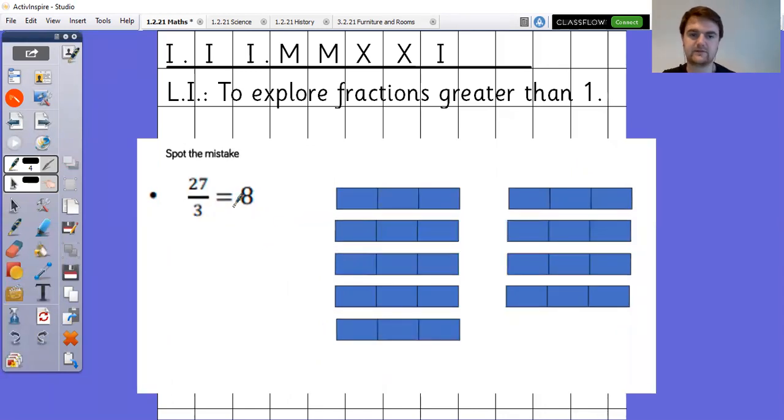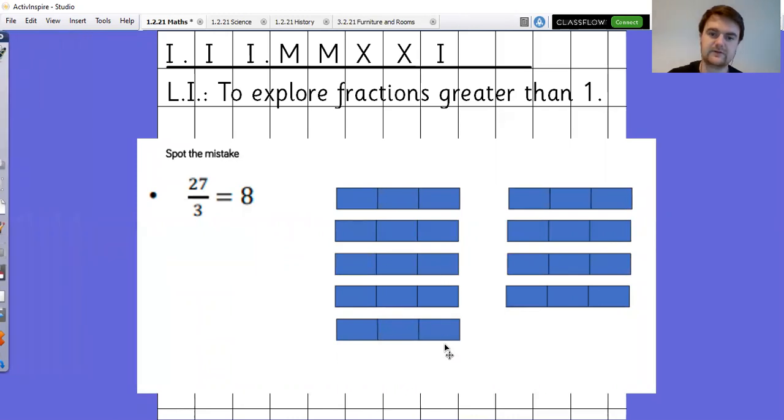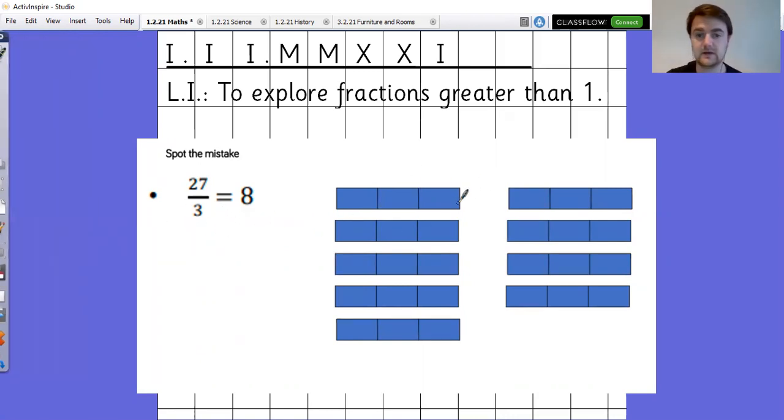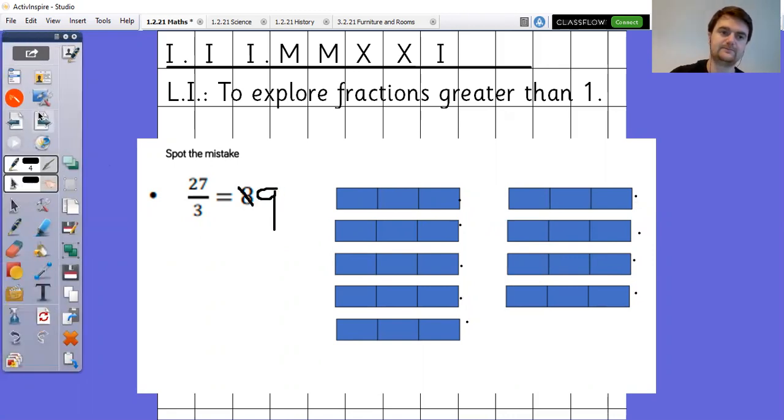So 27 thirds equals 8. I've got 3, 6, 9, 12, 15, 18, 21, 24, 27 thirds there. We can see that each whole is split into 3 equal parts, which is shown by our denominator. And I've got 1, 2, 3, 4, 5, 6, 7, 8, 9 wholes altogether. So it shouldn't be 8, it should actually be 9.